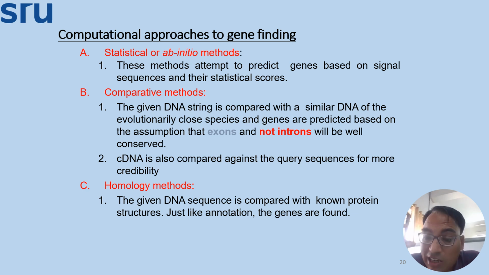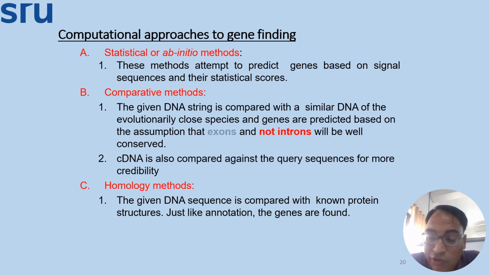The second method is the comparative method. Here we take several DNA, several species' genes, and compare them together using alignment. Here we believe that exons are more conserved. So if we know their boundaries, we can exactly find the position of genes in the different DNA.